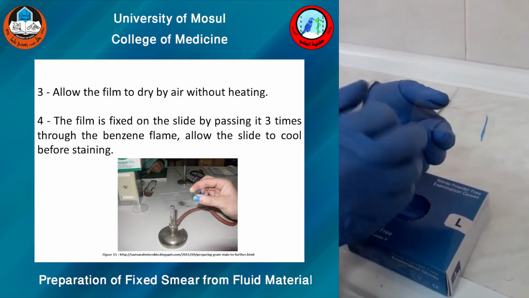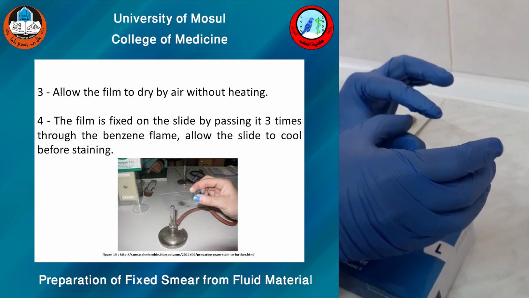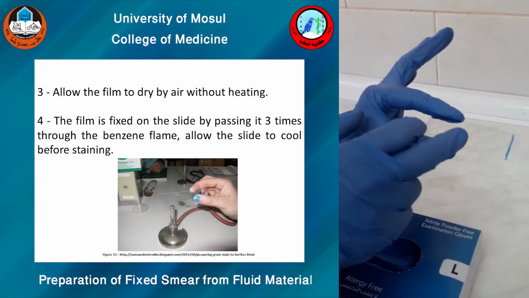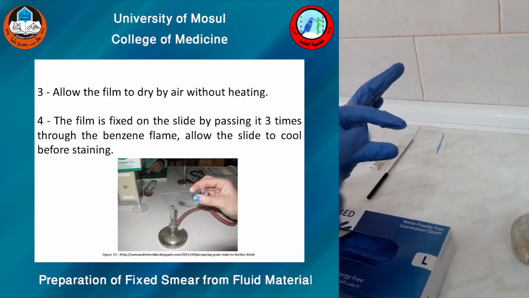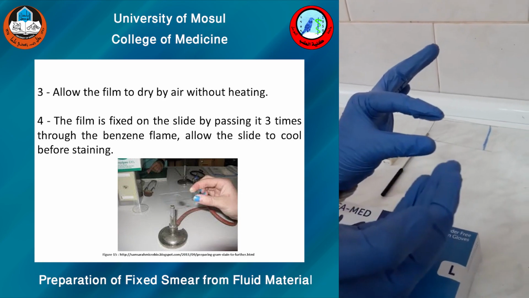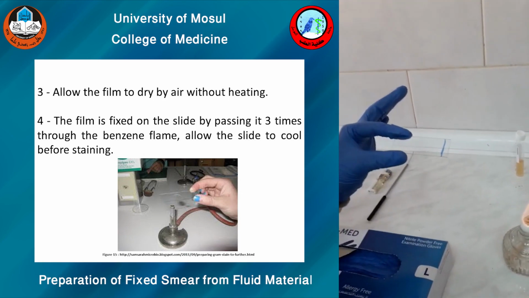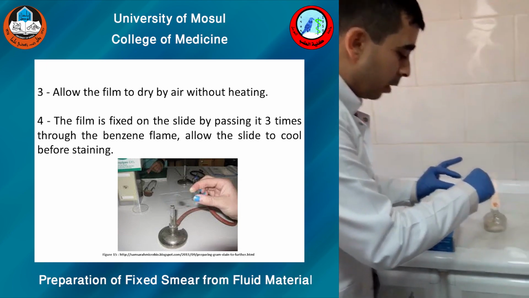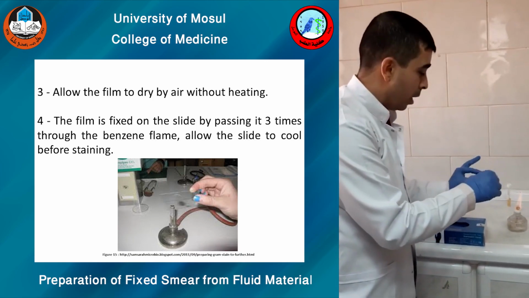Now the smear is fixed. And if we see this slide under the microscope, the bacteria will be colorless. So in order to view them, we have to stain the smear. And this is the subject of our second lab, which is the bacterial staining. Today, you only have to learn how to prepare a fixed smear.